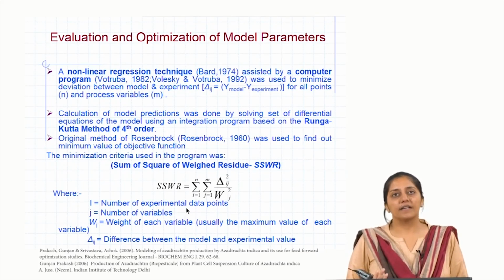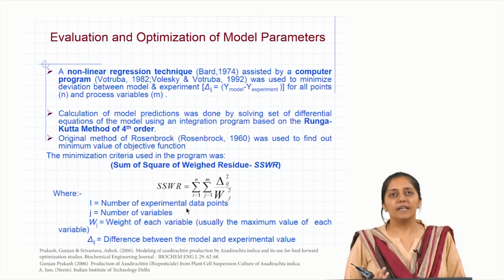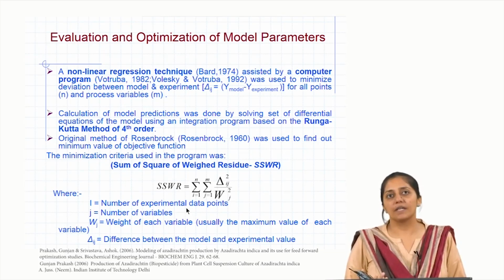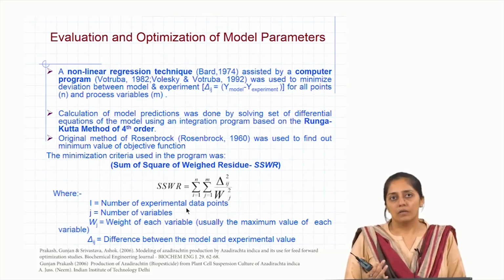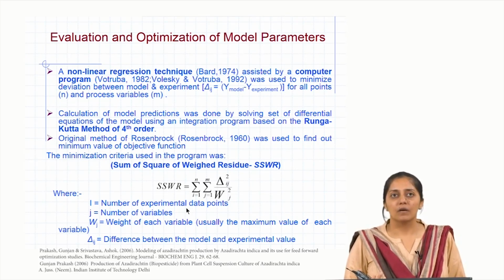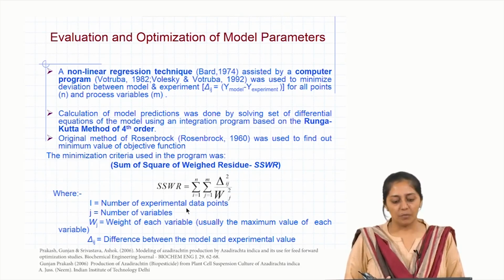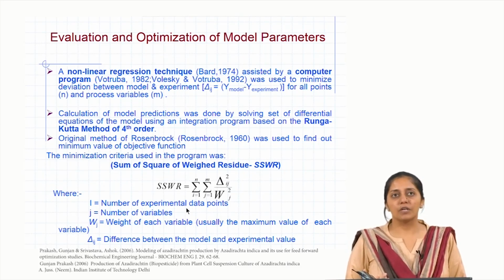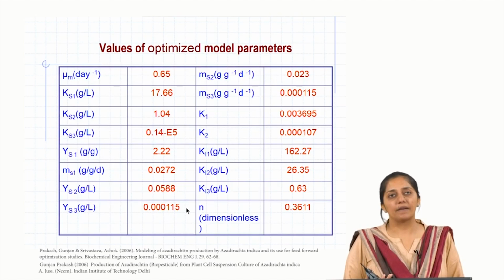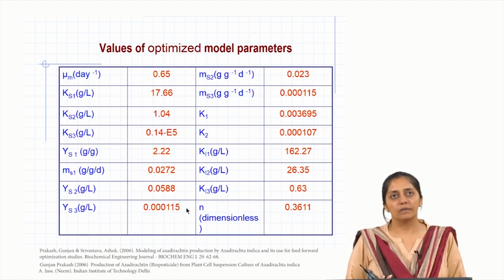A non-linear regression technique was then applied, assisted by a computer program, to minimize the deviation between the model and the experimental values for all the data points and process variables. So, an objective function called the sum of squares of weighted residues was used to simulate the model. This was based on the original method of Rosenbrock to find the minimum value of the objective function. These were the optimized parameter values of the model.